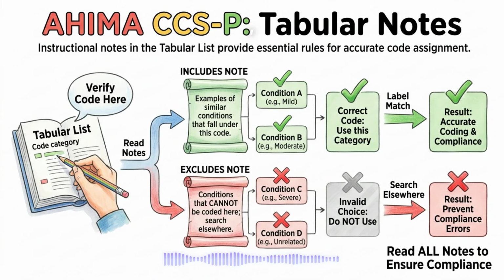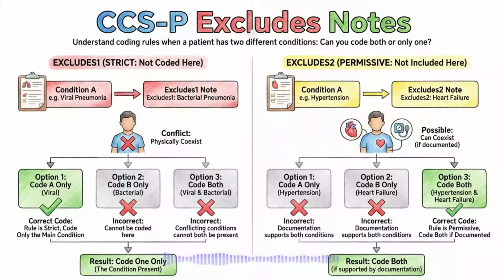There are two distinct types of excludes notes, and understanding the difference between them is a highly tested concept on the exam. An excludes one note is a strict instruction that means not coded here, indicating that the two conditions cannot physically or logically coexist in the same patient at the same time. An excludes two note means not included here, which means that although the two conditions are separate, a patient can have both conditions at the same time, and you are permitted to code both if the documentation supports it.